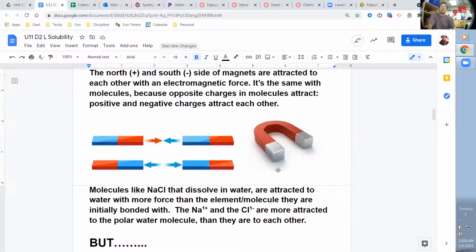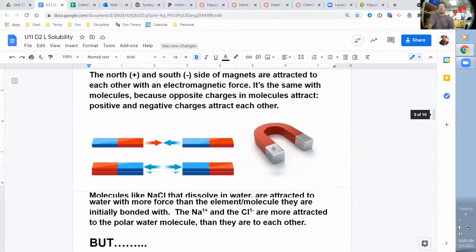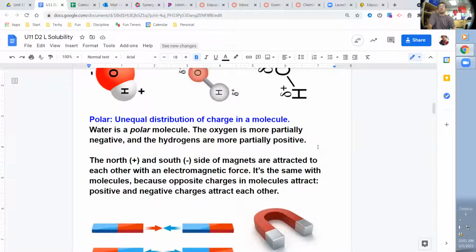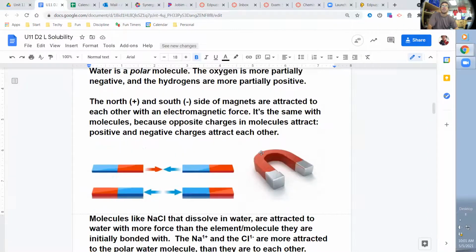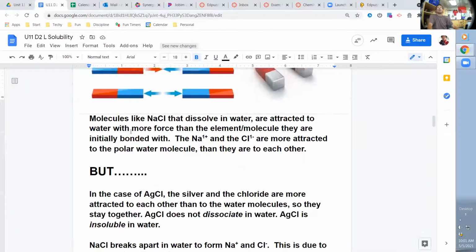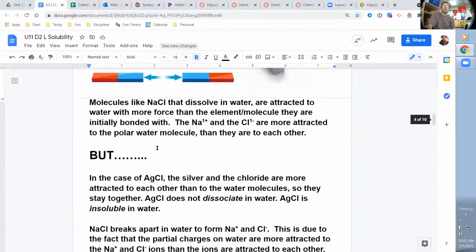Okay, so that's about the solvent. The water is the solvent. So you just learned something about water. The thing that you're going to learn now is about NaCl. So molecules like NaCl that dissolve in water are actually attracted to water with more force than the element or molecule they are initially bonded with. What that means is that the sodium ion and the chloride ion are more attracted to the polar water molecule than they are to each other.